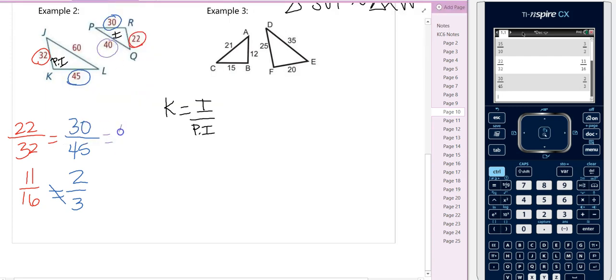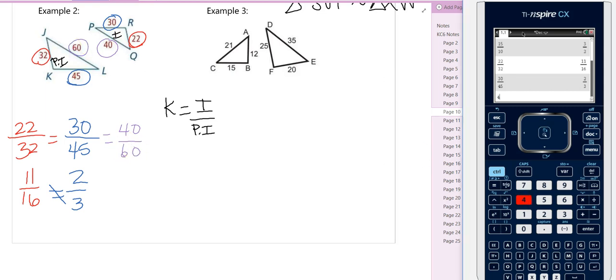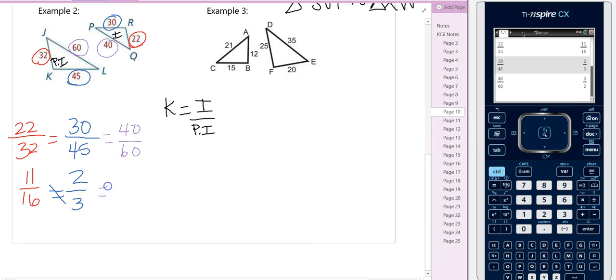And then I think I use purple for the big. Last side here would be 40 over 60. Eventually I'm going to stop typing these in because hopefully you guys can just divide on your own. This does equal 2/3.